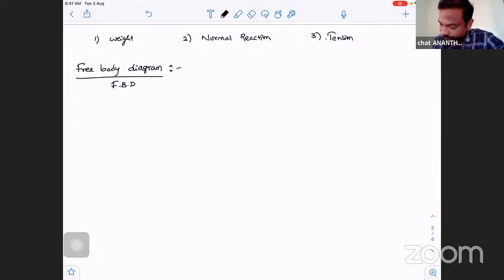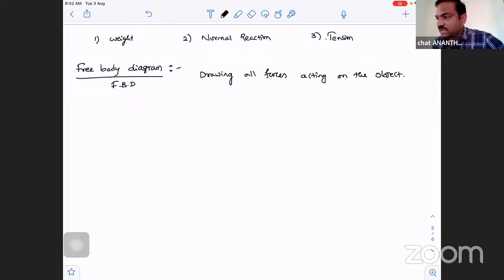Okay. So what is the meaning of free body diagram? Drawing all forces acting on the object. Drawing all forces acting on the object is called what? Free body diagram. So what is the meaning of drawing all forces acting on the object?